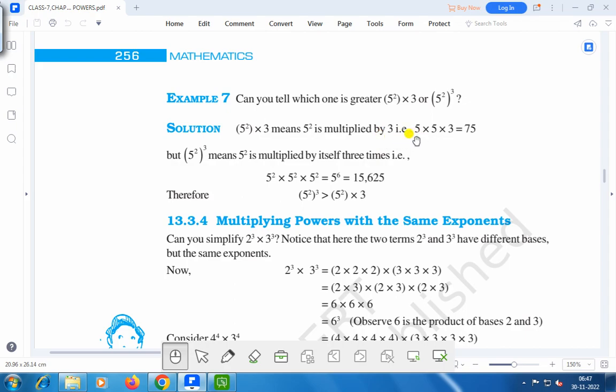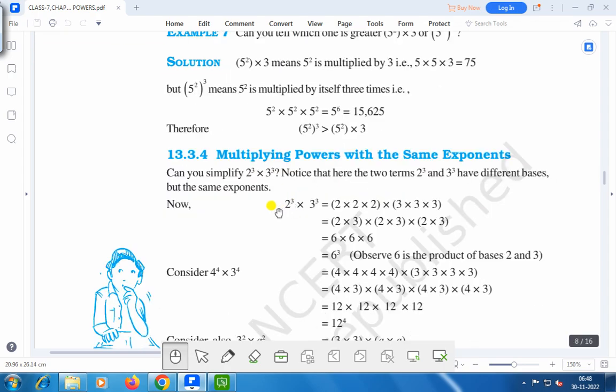times, that is 5 into 5 into 3, which is 75. But 5 to the 2 to the power 3 means 5 squared is multiplied by itself 3 times. That is 5 to the power 2 into 5 to the 2 into 5 to the 2, that is 5 to the power 6, that is 15,625. Therefore 5 to the power 2 to the power 3 is greater than 5 to the 2 into 3.